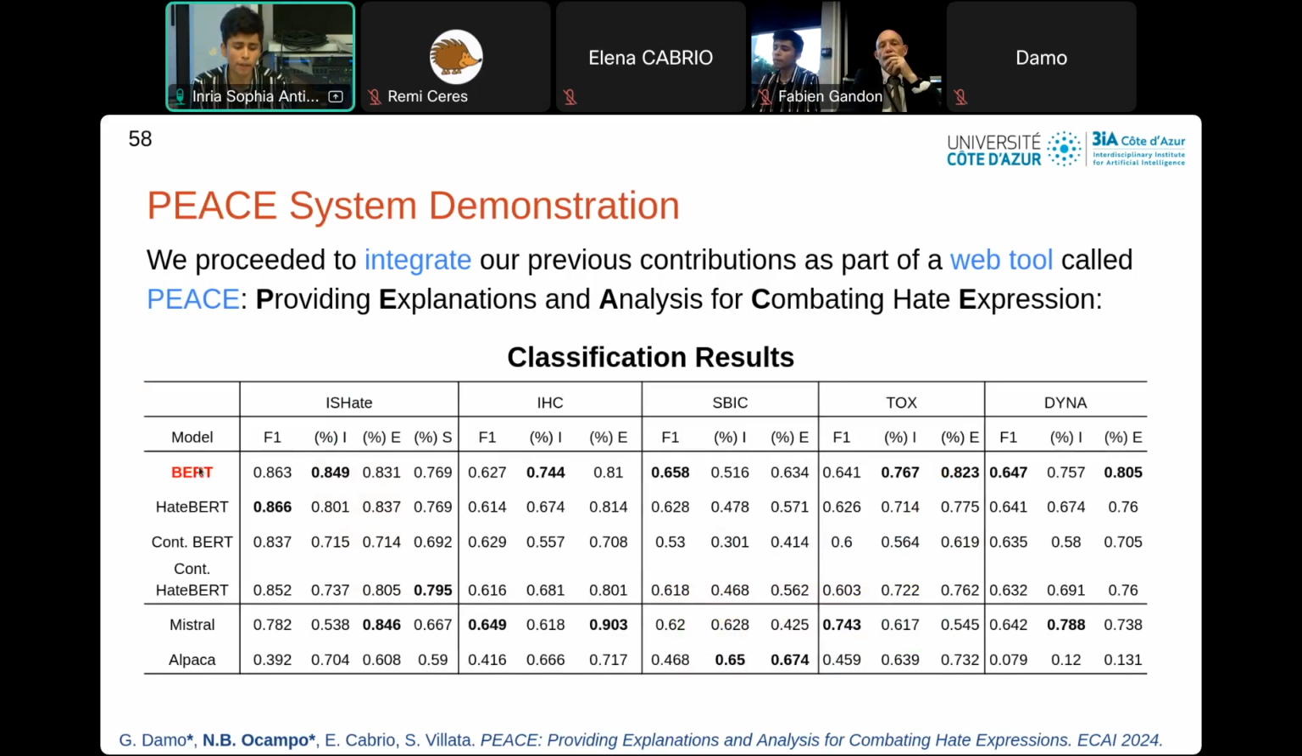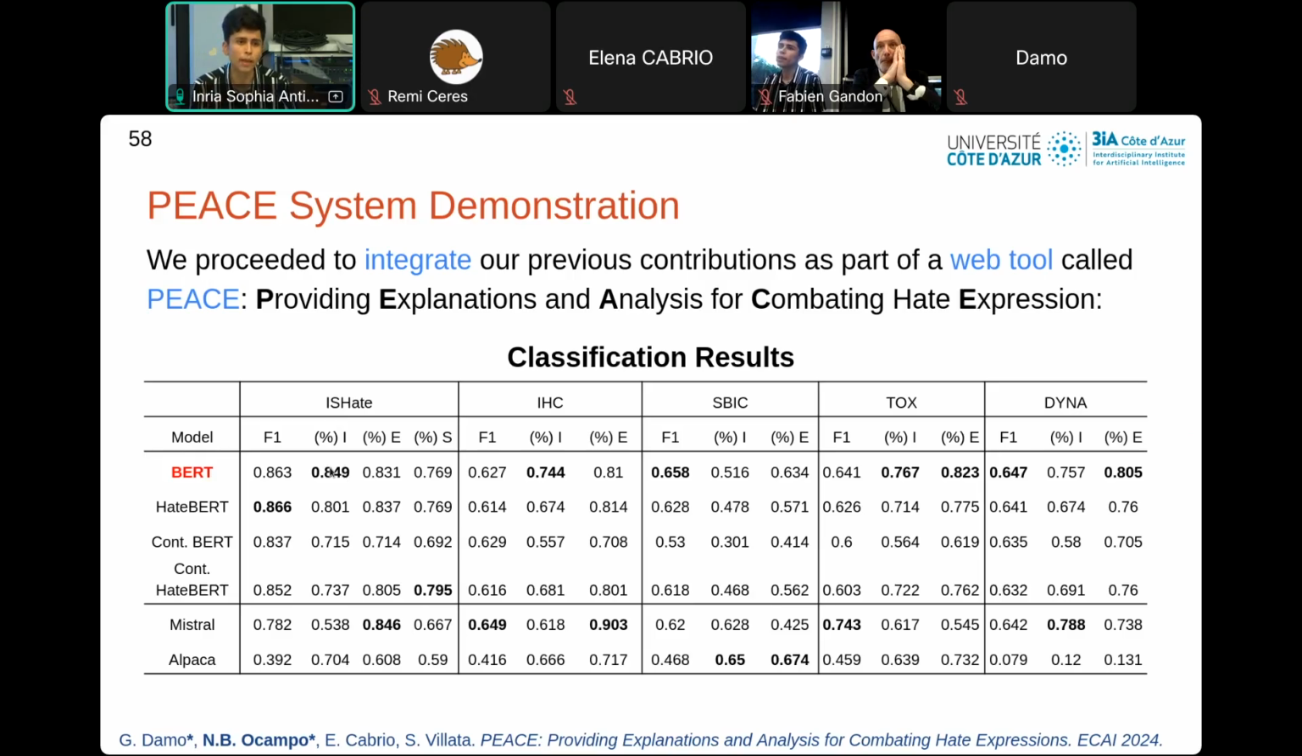So we checked different detectors like BERT, HateBERT, contrastive BERT, and contrastive HateBERT, the ones that we did before, and Mistral and Alpaca, and we checked how they performed in classification only for all the 5 datasets that we described before. We could see that the one that performed the best in the implicit class was the BERT model, at least the one that was consistent. Mistral also performed very well in some cases, but still the ones that we were interested in were the implicit messages. So we consider BERT as the detector.